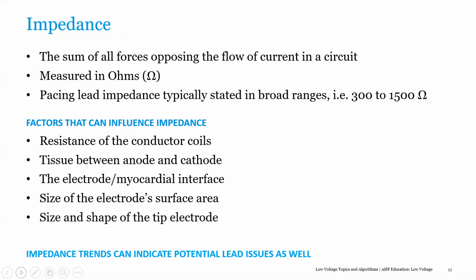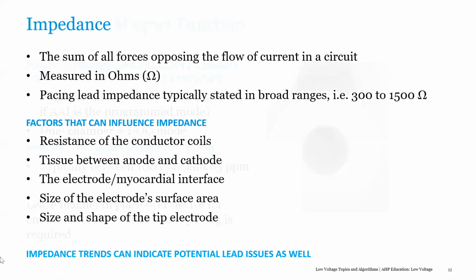So things that can affect impedance: resistance of the conductor coils, tissue interface, the size of the actual electrode surface area, and the size and shape of the tip of the electrode.